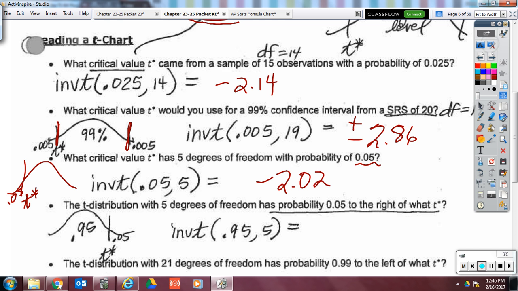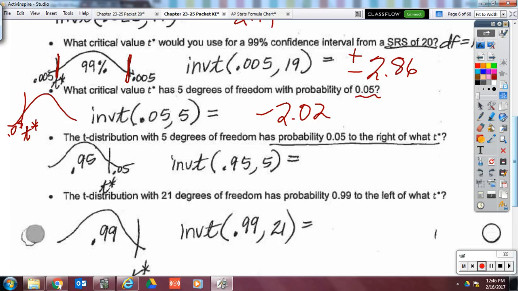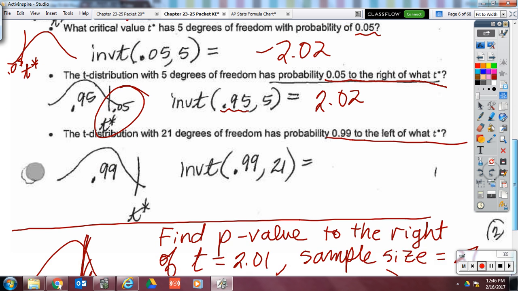Okay? This next one here says 5% is to the right of what critical value? That means you got this upper 5%. So that's got 95% below it, or you can just know it's the positive version of the one before it. Okay? And then the next one again, like I said, 99% is to the left of what critical value? And so that's your inverse T of 0.99.